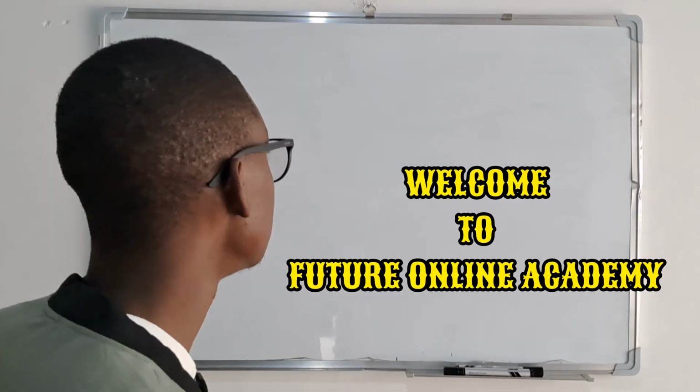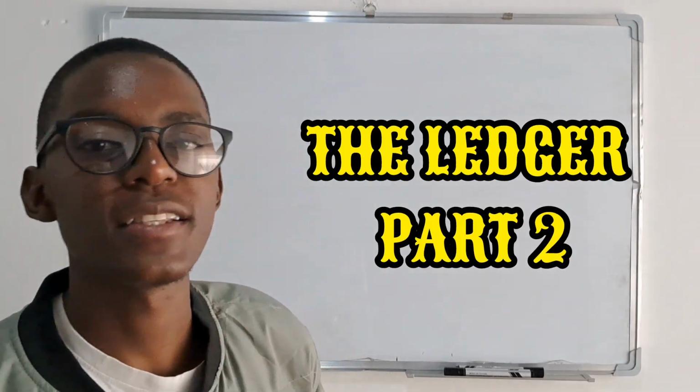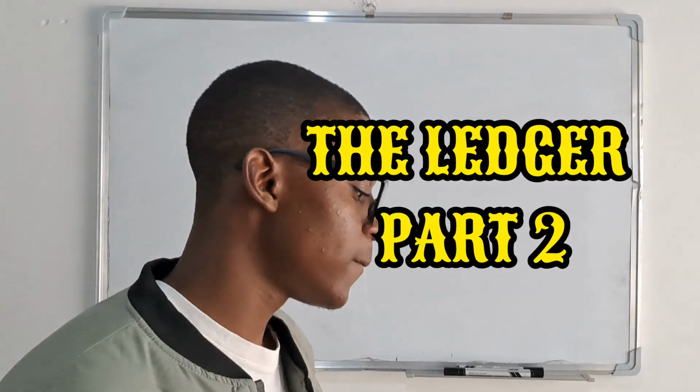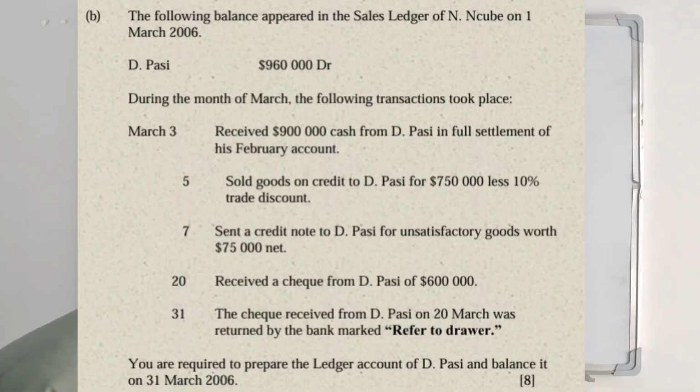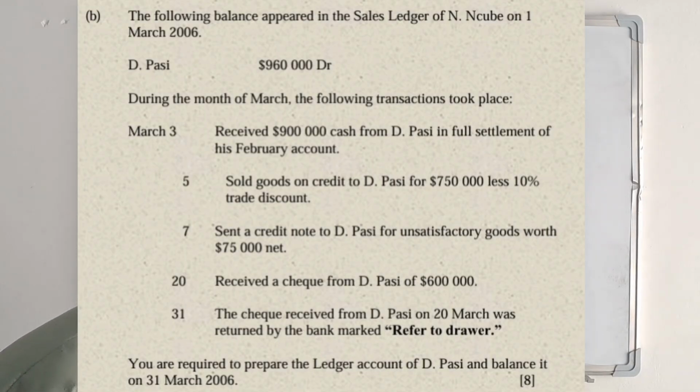We are now going on to part 2 of our video looking at the sales ledger account. My example will be on the screen. The following balance appeared in the sales ledger of Nkube on 1 March 2006: D Parsi $960,000 debit. During the month of March, the following transactions took place.